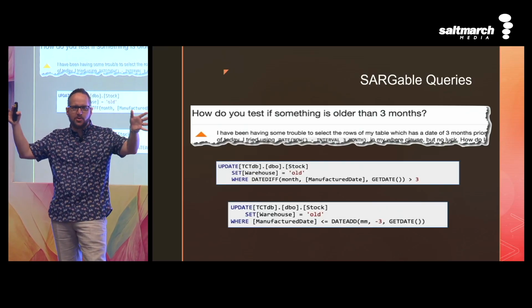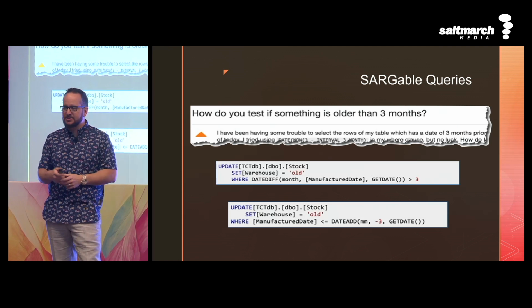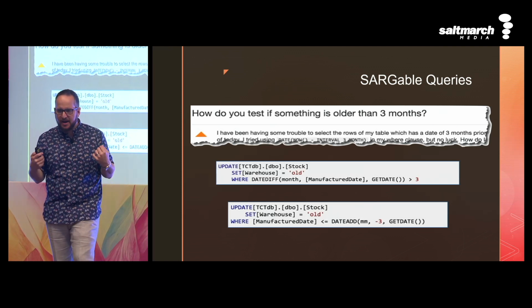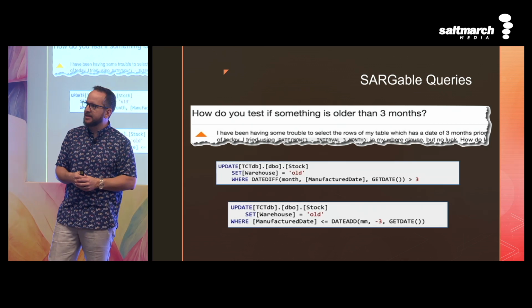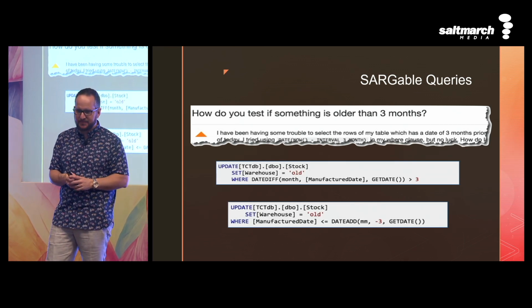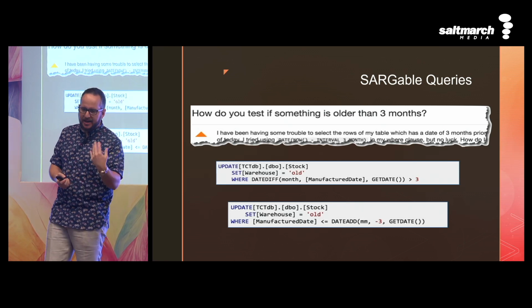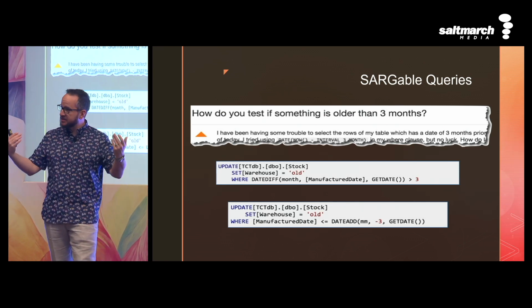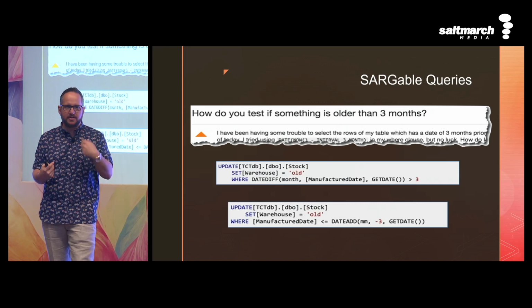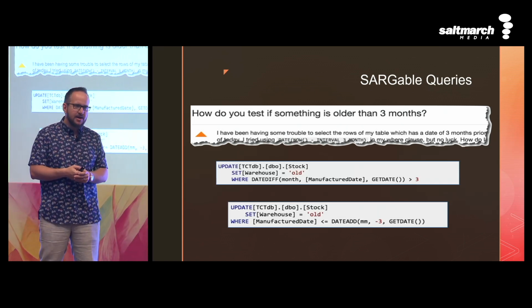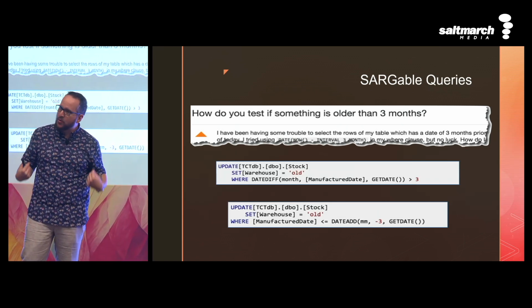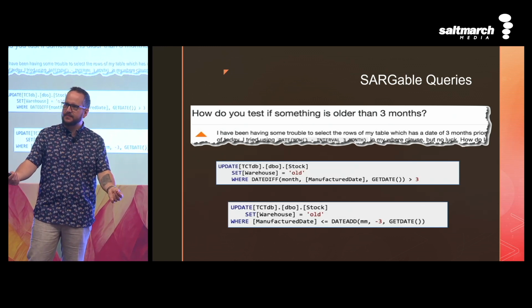And I'm going to poll the audience, because this is a question that came up. I want to test if something is older than 3 months. And there are two queries. One is my answer to this Stack Overflow question. The other is somebody else's. They both will work. They will both give you the same result.